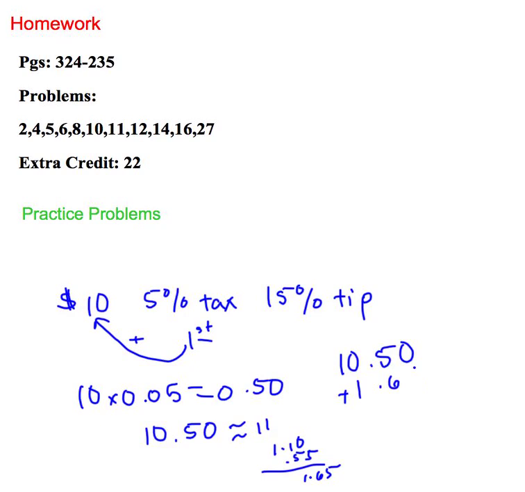I'm going to add to that my tip, and if you don't remember how to find tips, check out earlier in the lesson, where I showed you how to do that. Grand total, I've got a grand total of $12.15 for a $10 meal plus a 5% tax plus a tip. So you'll see some problems on your homework tonight. That is an example to help you with those.